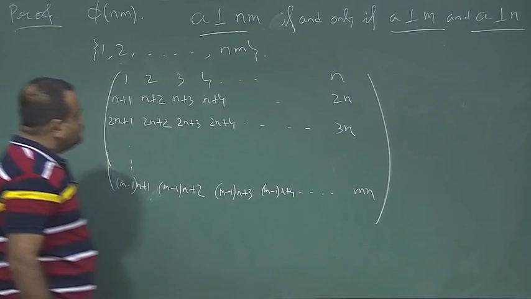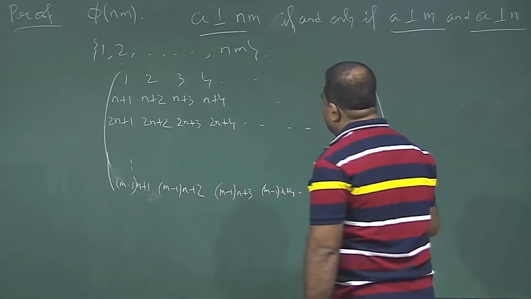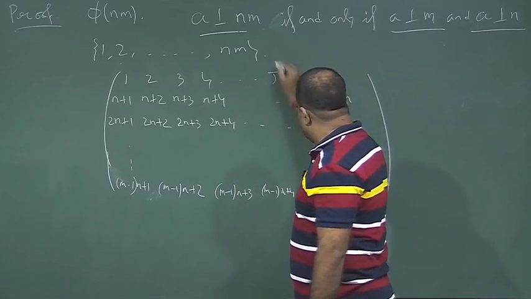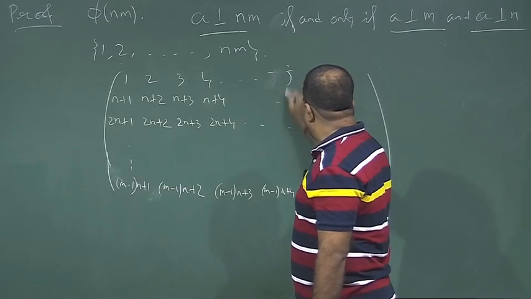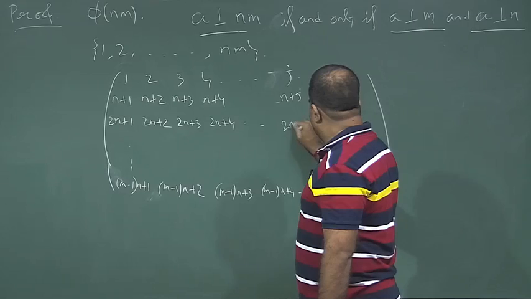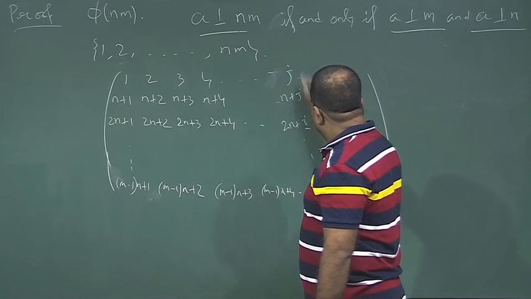Okay. So now we take a j over here. If we take a j over here, this column is basically j, n plus j, 2n plus j, like this.